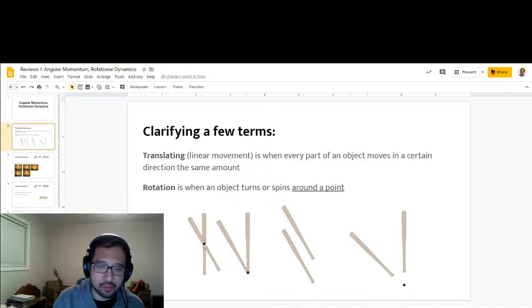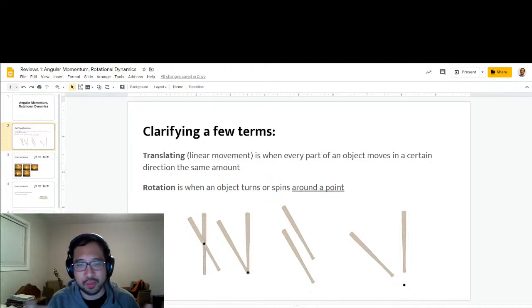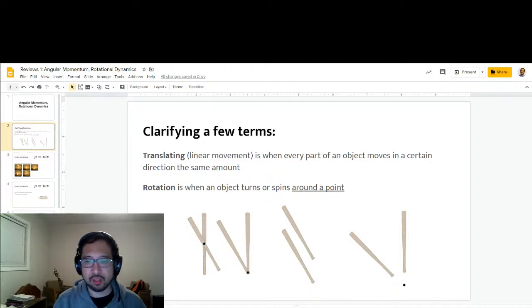When we say an object is rotating, what we mean to say is that an object is turning or spinning around a point. Okay, so now let's look at these situations. Below we have a bunch of pairs of baseball bats, and let's take a look at each pair and think about what's happening in each of these pairs. Over here, you have two baseball bats, and you can see that this baseball bat has rotated to become this vertical one, right? Or you could think of it the other way around.